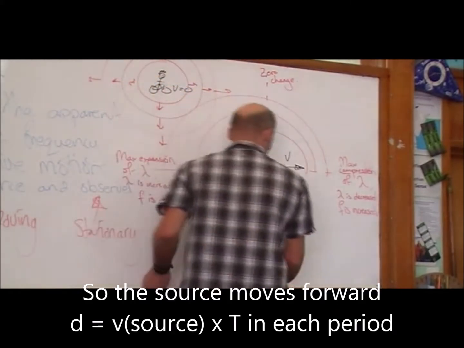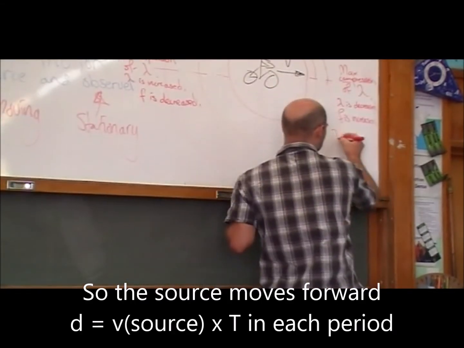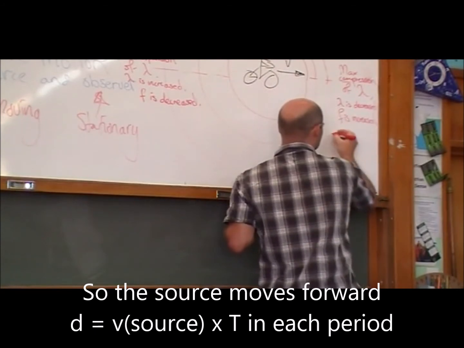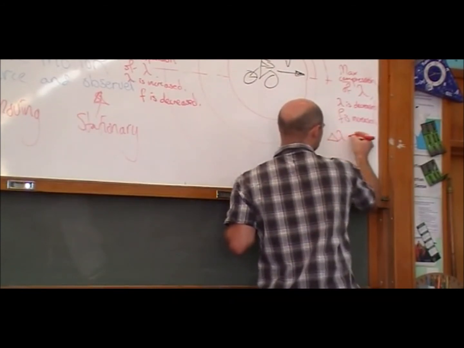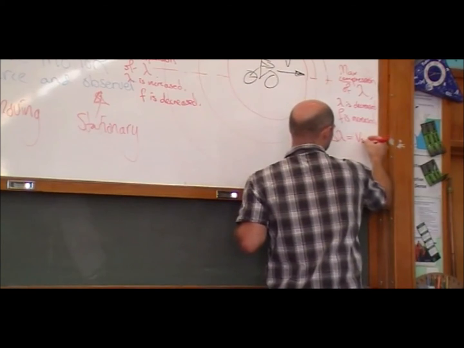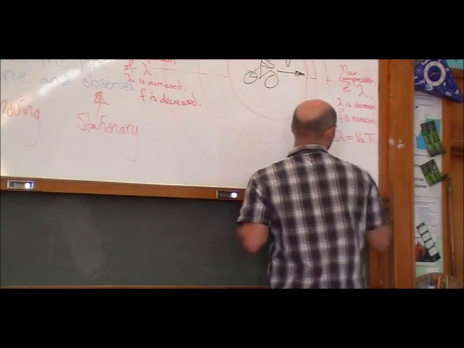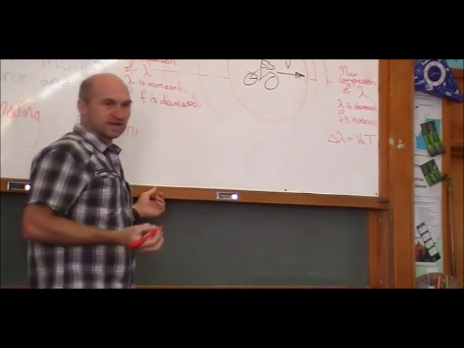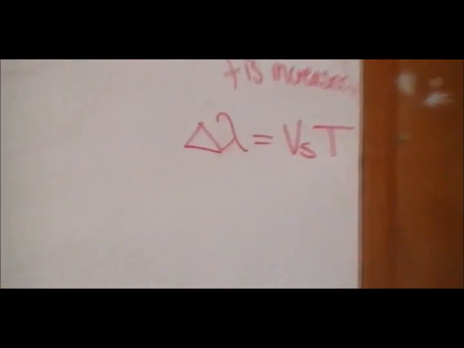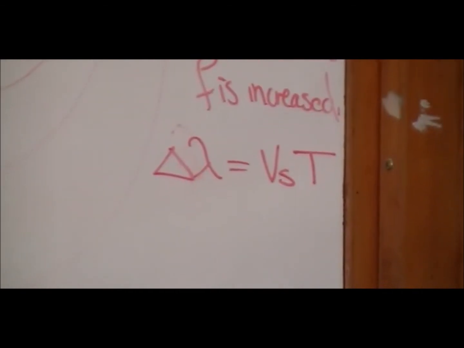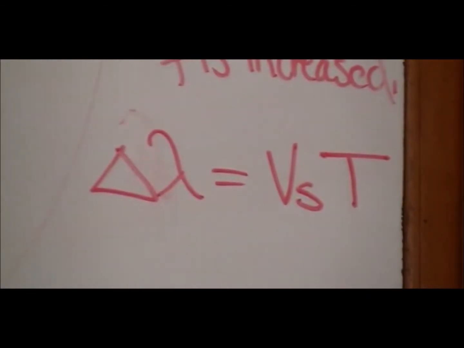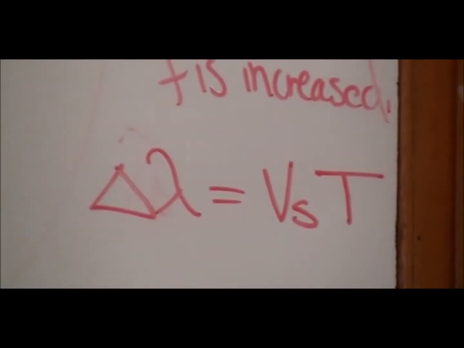And so change in lambda is going to be the source speed times the period. And that change in wavelength is going to be the same in front and behind the source. Change in wavelength is just the source speed times the period.